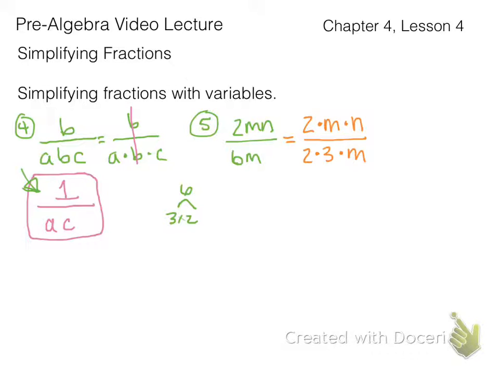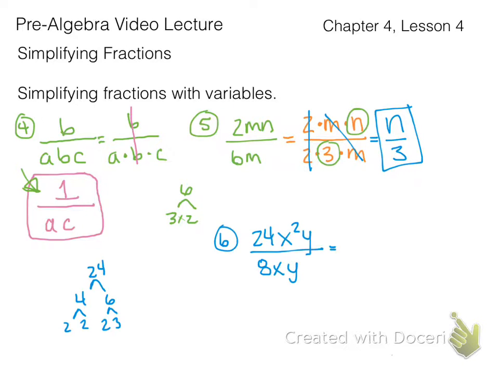So the next one is 2mn over 6m. And we're going to do the prime factorization for 2 and 6. Well, the prime factorization for 2 is 2. So we don't actually have to simplify that because there's no point in having 1 times 2 there because we still have the 2. But the prime factorization for 6 is 3 times 2. So now we have 2 times m times n on the top and 2 times 3 times m on the bottom. And we're going to cancel out the things that are the same on the top and the bottom, like the 2's and the m's, which leaves us n over 3, because we still have the n and we still have the 3.